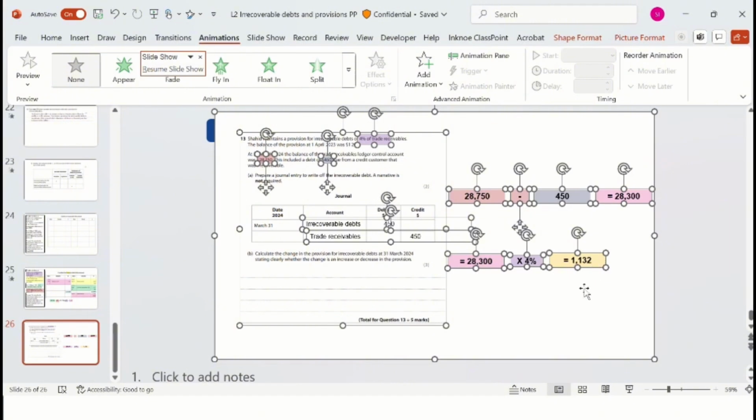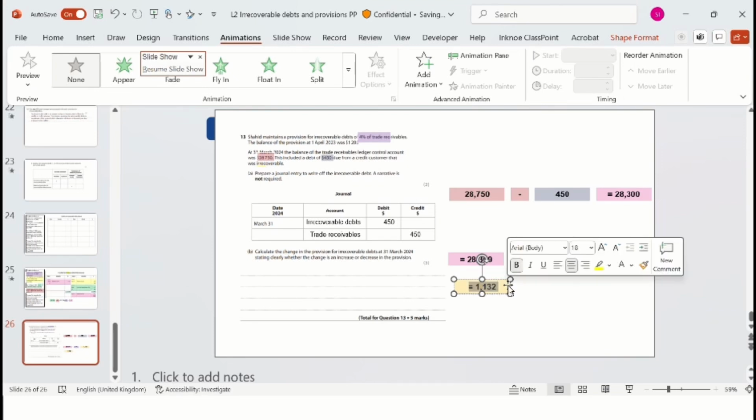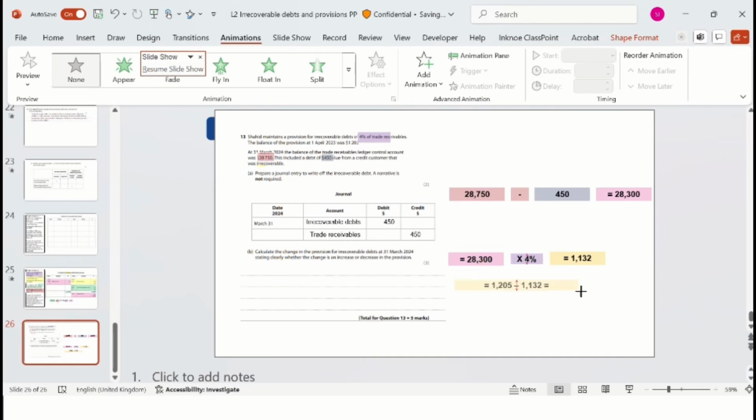So let's figure out the answer. At the beginning of the year, you have 1,205 and now it's 1,132. Therefore, there is a decrease. Let's calculate the decrease. So it should be 1205 take away 1132, which gives 73, which is a decrease.